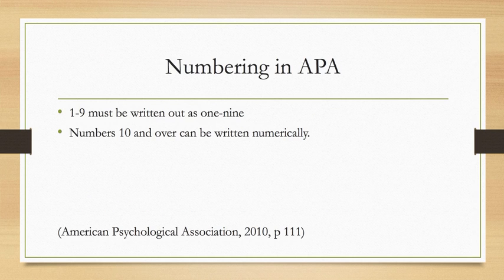Numbering in APA is another thing that we see people not doing correctly. If it's 1 through 9, it has to be written out as one or nine, if you get my drift here. You have to use the word and not the number if it's below 10. Numbers 10 and over can be written numerically as 10, 11, 12. And that's in the APA manual on page 111.